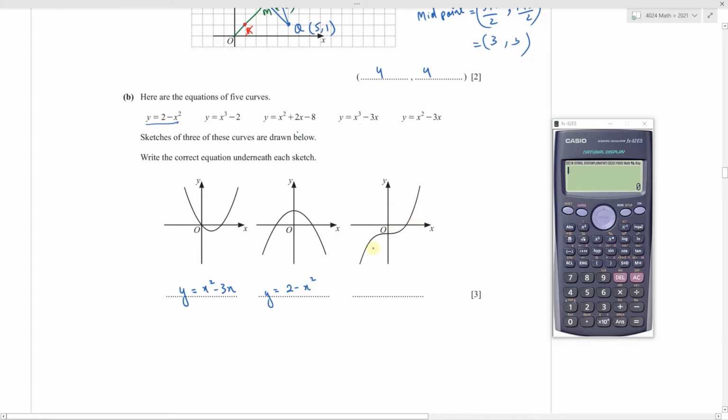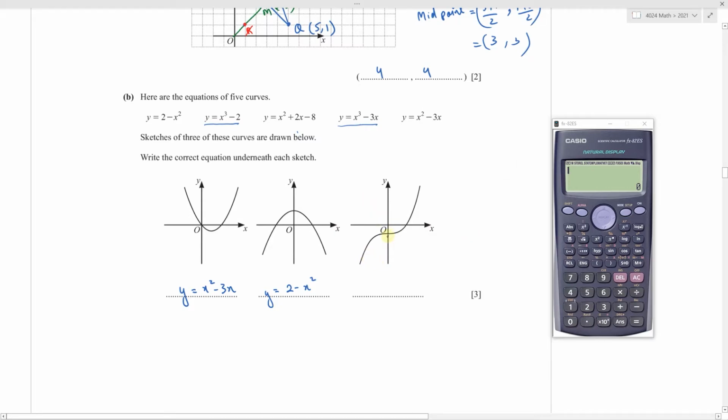And then this third one, you know that these types of curves are x cube. So now let's look at x cube. This is one possible answer, and this is another possible answer as well. So let's look at these two and see which one is representing this curve.